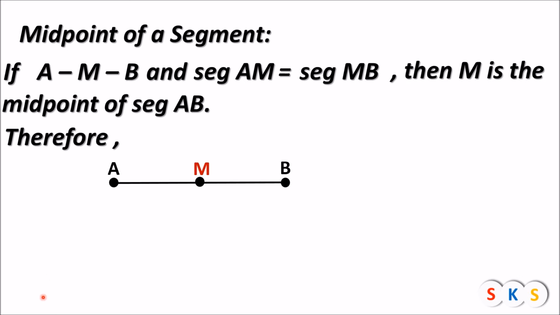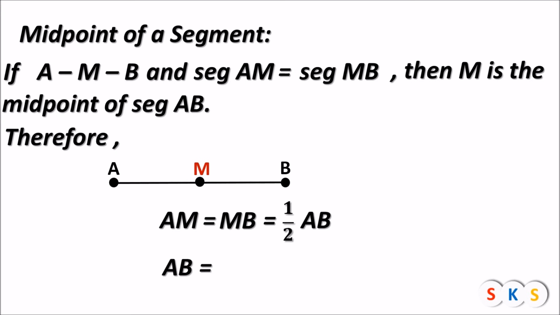What do you mean by this statement? It means AM and MB are equal, and each equal part is half of segment AB. Or you can say that AB is 2 times AM, or AB is 2 times MB.